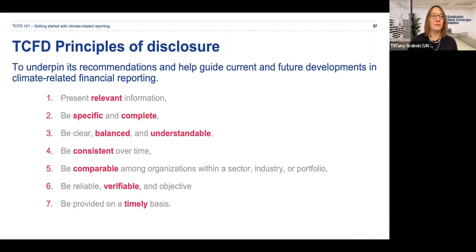So just for an example, you can see the first one there is to present relevant information, which is the same as IFRS principle 3 on relevance for financial accounting. And then if you're using US GAAP principles, number 4 there, to be consistent over time, is the same as US GAAP principle number 2 on consistency, and all of them align with our financial principles. So just making sure that we're providing, you know, all the information that the TCFD recommends, but doing it in a really relevant and consistent and balanced and verifiable way, making sure that investors really get the sense that they need about how you are addressing these risks and opportunities.